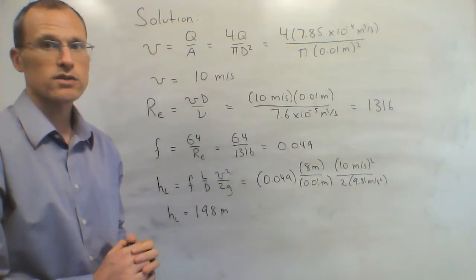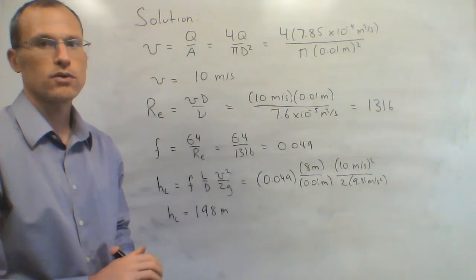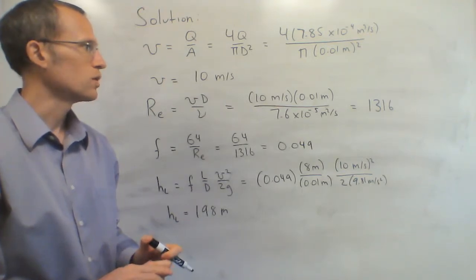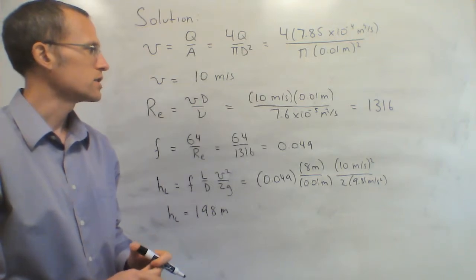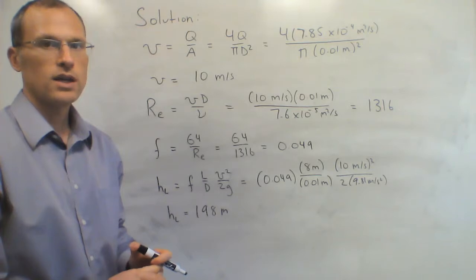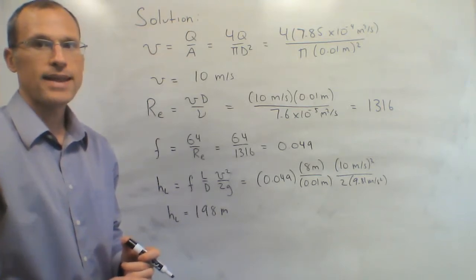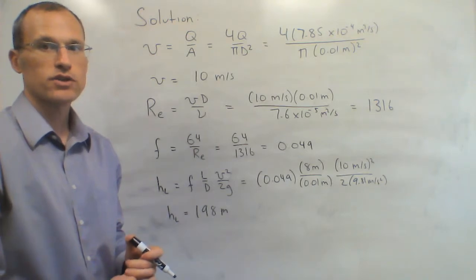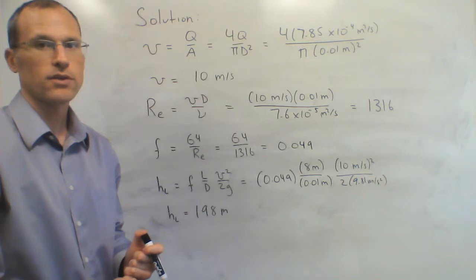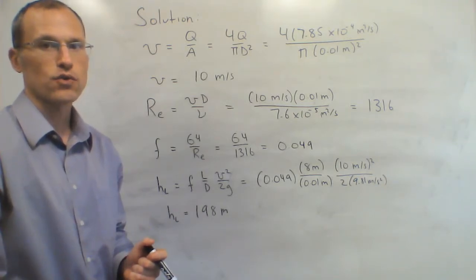So now I can find my Reynolds number, Vd over nu, velocity times diameter over kinematic viscosity, so 10 meters per second times 0.01 meters for the diameter, over the viscosity of this oil, 7.6 times 10 to the negative 5 meters squared per second, gives me a Reynolds number of 1,316. And then now with that, I can find my friction factor F, 64 divided by Reynolds number, so 64 divided by 1,316 gives a friction factor of 0.049.